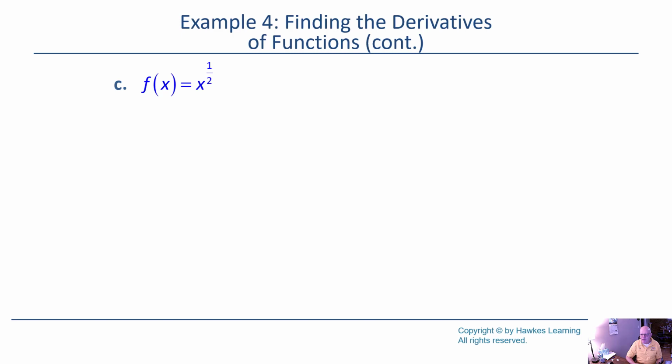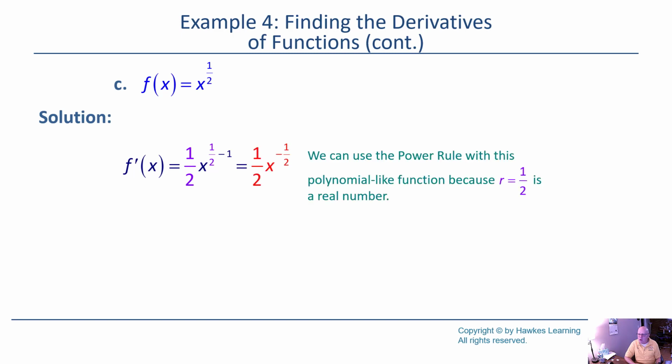Bring that 1/2 out front of the x, and then subtract 1 from the exponent. So the solution is, drum roll someone, there's the 1/2 that I brought out front. The x's exponent becomes 1/2 minus 1, or x to the negative 1/2. A little bit of fraction work here.